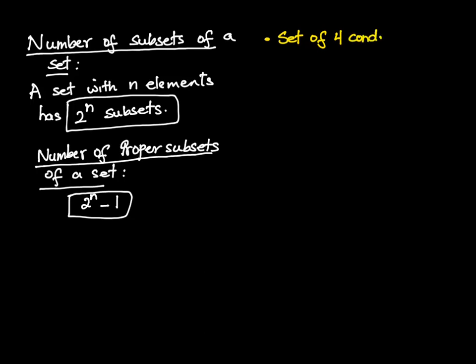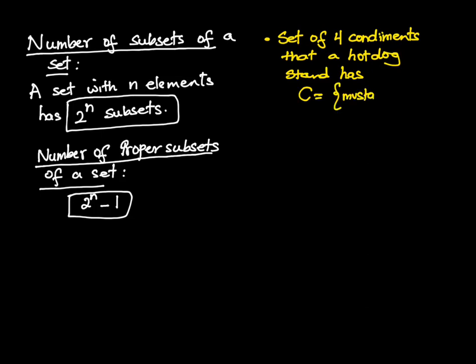So we have 4 condiments that we use on a hot dog, right? So what do we put on a hot dog? We put mustard, right? So in this question, we need to find out the number of proper subsets. The hot dog stand has condiments: mustard, ketchup, and then onions, and last but not least, relish. Those are the 4 condiments that I used.